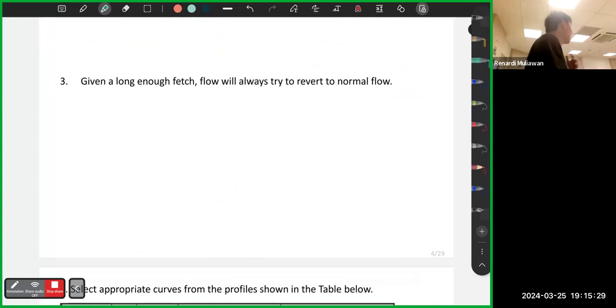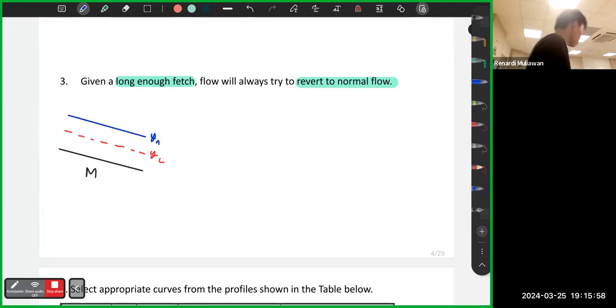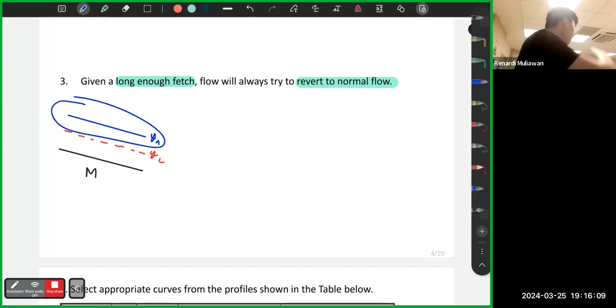So this is again a continuation of the one before. If your section is long enough, the flow will always go back to normal flow. So what does this mean? Again, let me go back to the definition. For example, this is a mild slope. For a mild slope, yc is here, your yn is here. If there's no obstruction, your flow is always on the normal depth line.